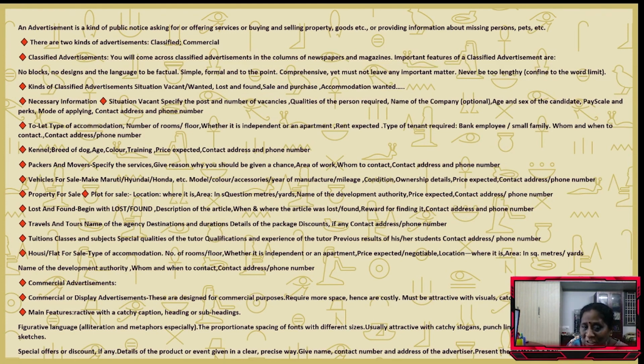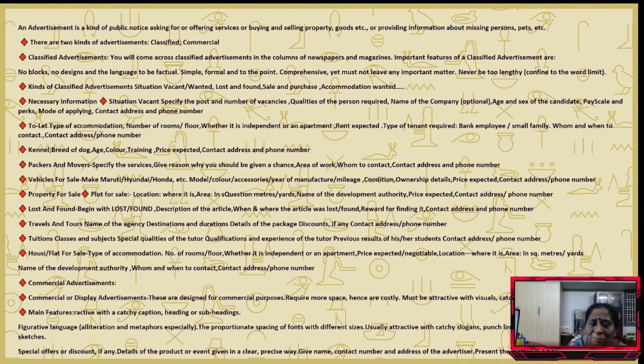These are designed for commercial purposes. They require space, hence there is a cost. When it comes to commercial advertisements, they are costly. And they must be attractive with visuals. They should have catchy phrases and slogans. The main features of a commercial advertisement: it should be attractive with catchy captions, headings and subheadings. Okay, and it can also have some expressions, pictures, sketches.